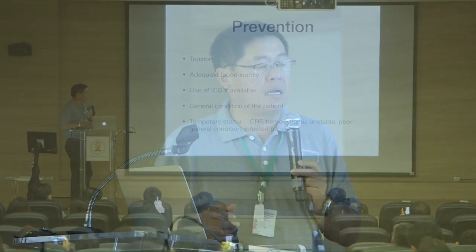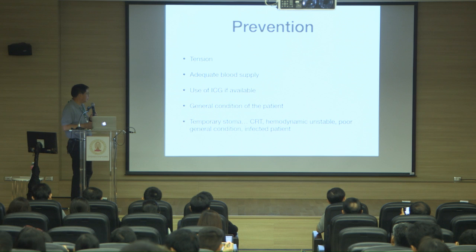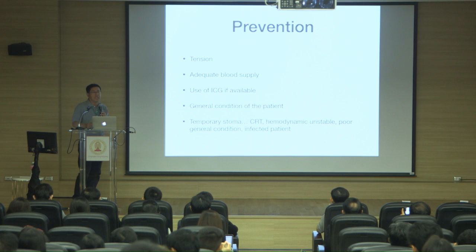For leak, I think prevention is the most important thing. Tension, adequate blood supply, use of ICG if available, and the general condition of the patient should be considered. A temporary stoma for CRT patients, hemodynamically unstable patients, poor general condition and infected patients. And most important, the surgeon has to admit that you have a leak. So I think this is the most important.